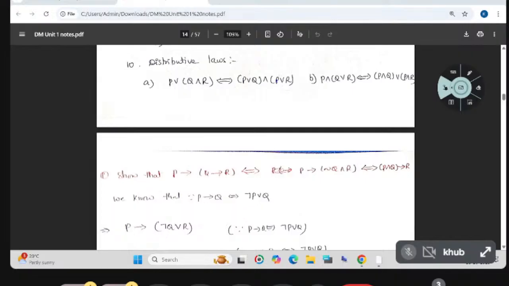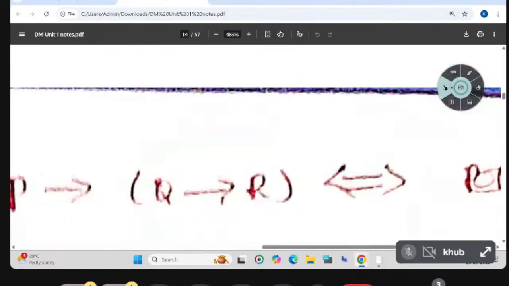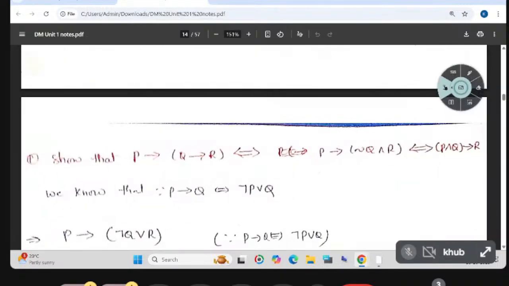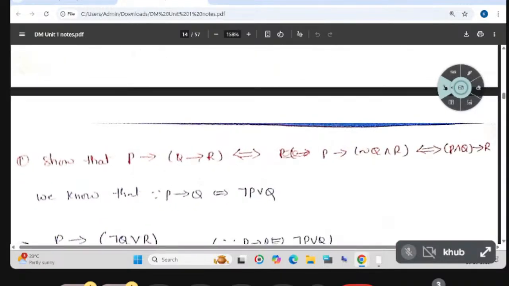right. So now you try to show that these are logically equivalent. Okay, show that question is, using laws, whatever you have written in your notes, by using laws, not with truth tables, you have to show that is logically equivalent. Okay. So show that P implies Q implies R, double implies P implies negation Q or R, double implies P and Q implies R.